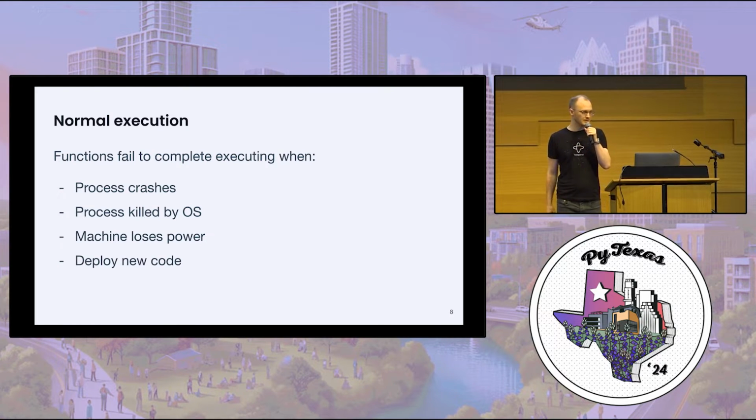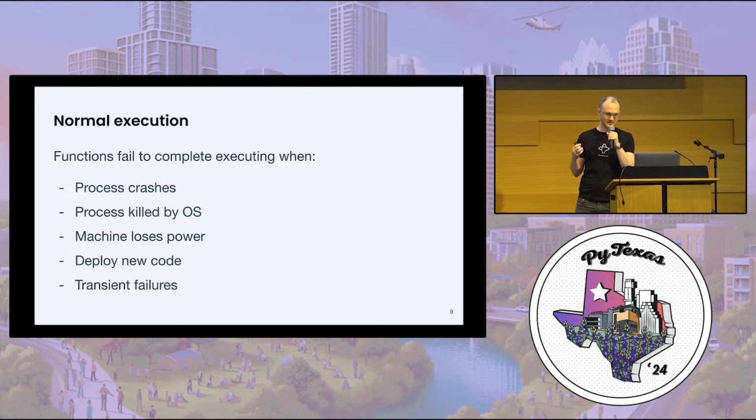The machine could lose power. I might deploy new code, and usually I have a graceful shutdown period for the old code to finish running before I switch over to the new. But maybe I'm doing something that takes a long time, and I'm still running by the time I get the SIGKILL at the end of the shutdown window.